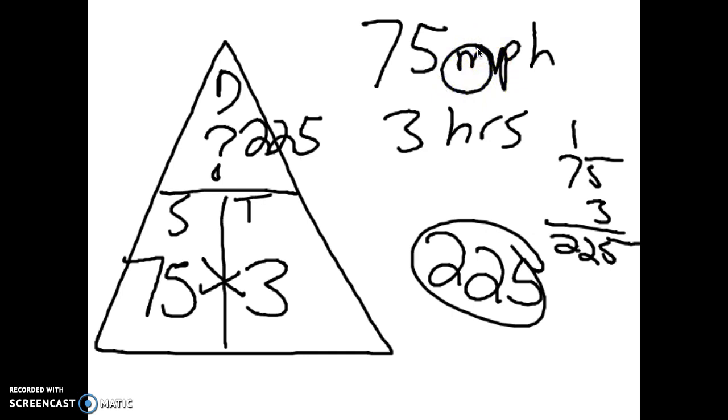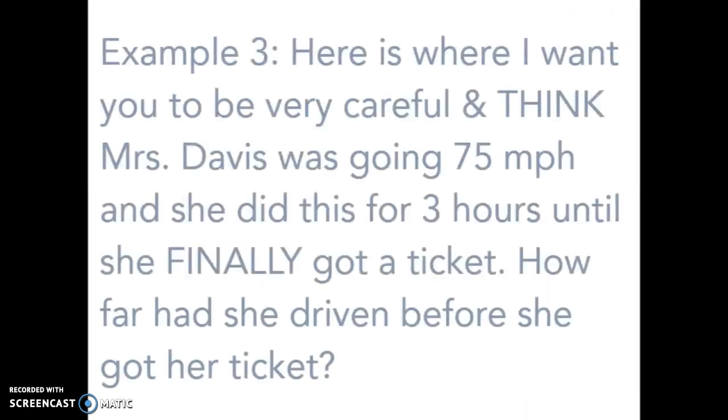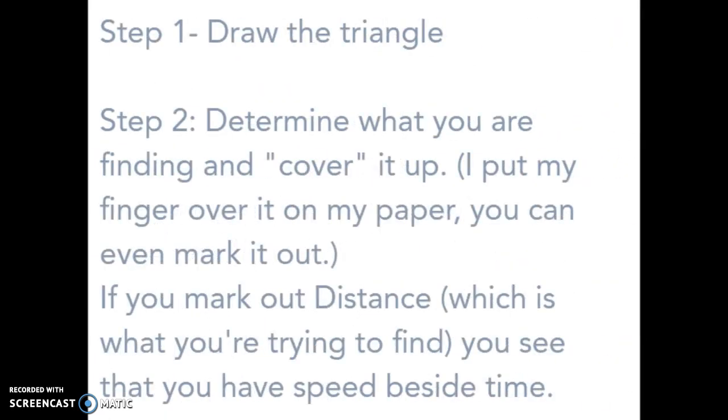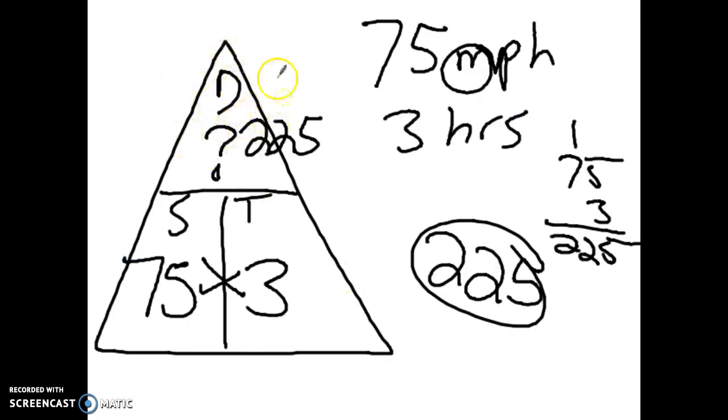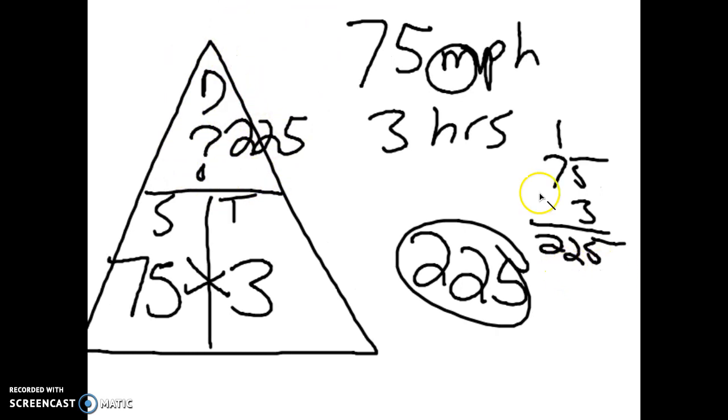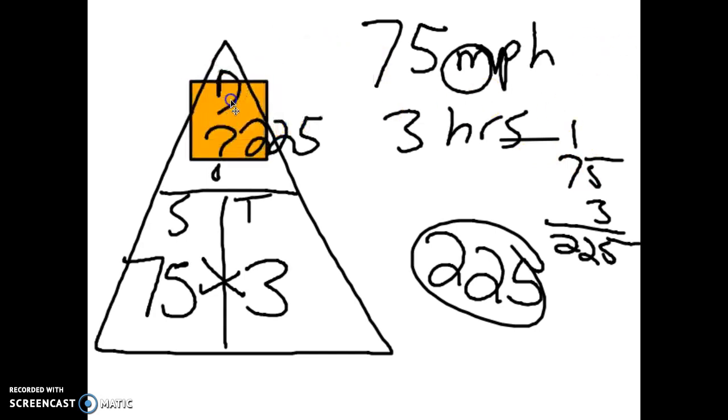Hard? The DST triangle is pretty simple, right? You plug in what you know. So again, you have to be careful, especially when you're finding distance. Draw the triangle. I like to cover up what I'm finding. So I typically put my hand or my finger over this part when I'm working because it just helps me to see. Typically for me, just mentally, I like to put something over top of that so that I don't get mixed up.